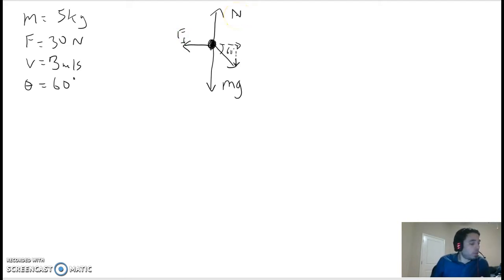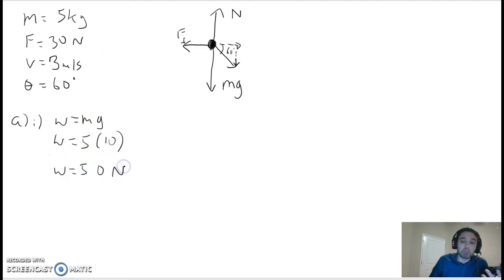Next, it wants us to determine the magnitude of the following forces on the lawnmower. Okay, so that's part A. Part A, I is the weight force. Well, that's pretty easy actually, because the weight force is just mg, right? Weight is always mg. The mass of the lawnmower was 5, and g is 10. That's pretty easy. 5 times 10, that's 50 newtons. Cool. All right, easy.